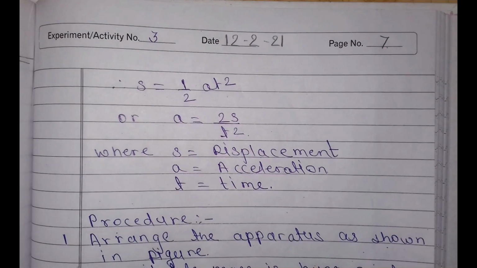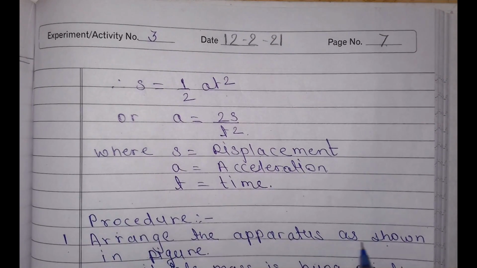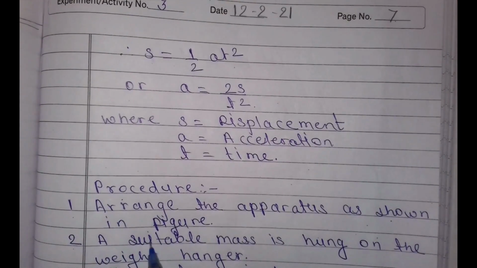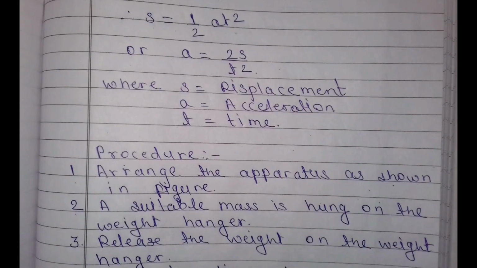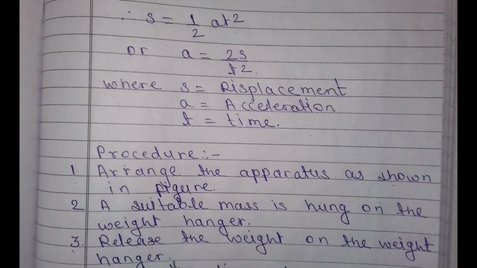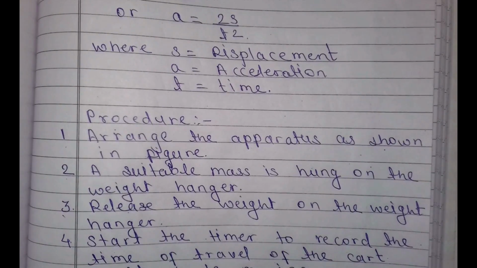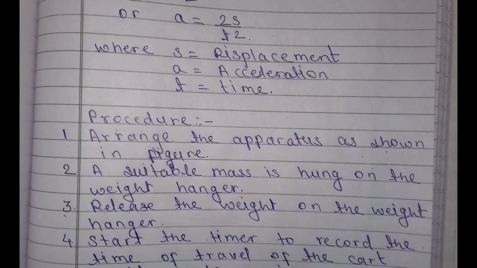Procedure. Point number 1. Arrange the apparatus as shown in the figure. Point number 2. A suitable mass is hung on the weight hanger. Point number 3. Release the weight on the weight hanger. Point number 4. Start the timer to record the time of travel of the cart as it starts moving.